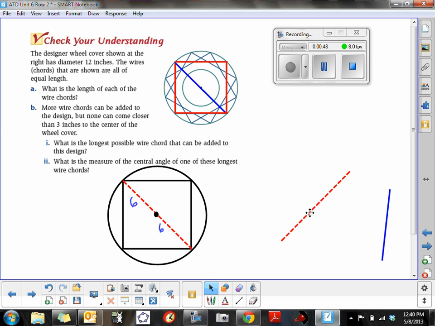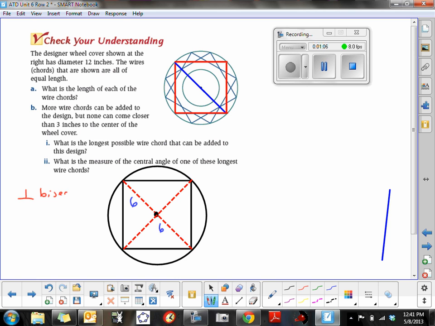If I draw in the second diameter, or the second diagonal of the square, however you want to look at it, we get a diagram that looks like this. Back in Unit 3, we learned about the diagonals of a square. They are perpendicular bisectors of each other. The important part is that when 2 diagonals of a square intersect, they form a right angle. That's pretty important because that gives us a right triangle.